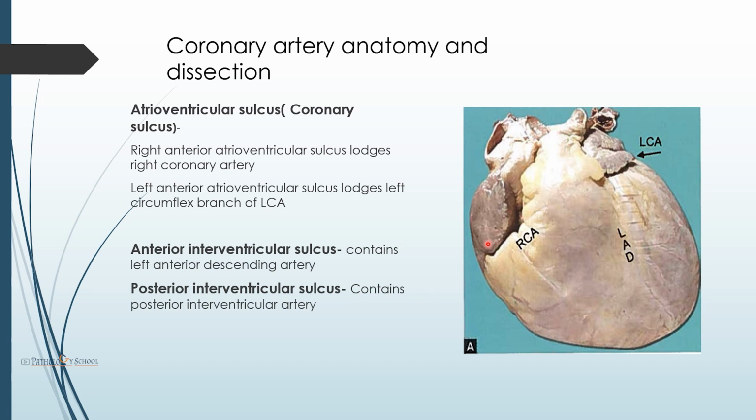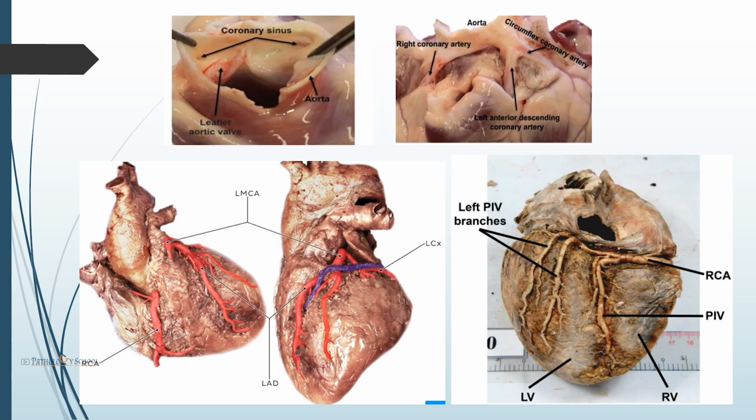The right anterior atrioventricular sulcus lodges the right coronary artery, and the left anterior atrioventricular sulcus lodges the left circumflex branch of the left coronary artery. The anterior interventricular sulcus contains the left anterior descending artery, and the posterior interventricular sulcus contains the posterior interventricular artery. We will see the course of the coronary arteries.